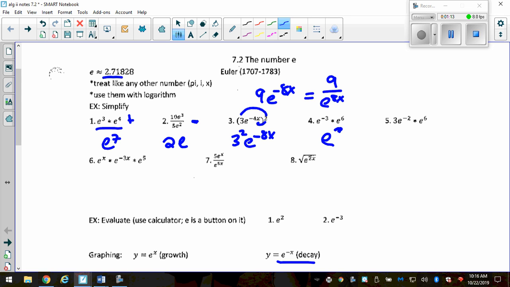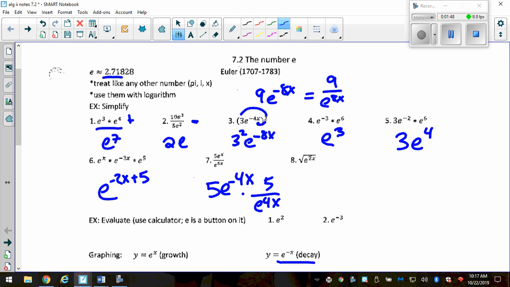Right, so we get e to the 3rd. And try number 5. So we get 3e to the 4th on this one. Number 6 seems a little tricky, but we're really just still adding. So it's an x and a negative 3x, so I have e to the negative 2x. We're still adding the 5 also here. So even though it's x's, they're all still up in the exponent. So once you try 7, we get 5e to a negative 4x. You could put that on bottom, and it would be 5 over e to the 4x if you wanted.